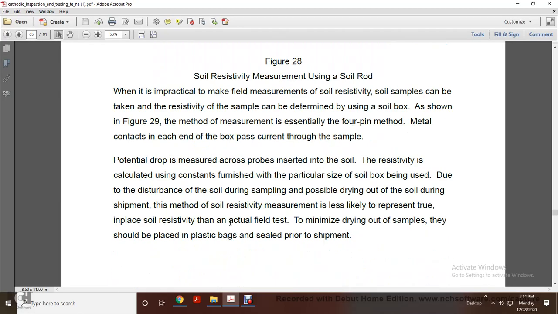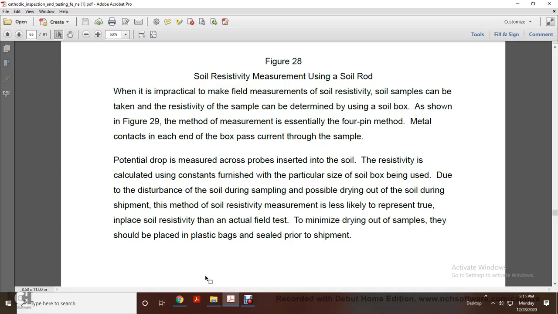When it is impractical to make the field measurement, soil resistivity can be measured on samples using soil boxes, taken from the site, as shown in Figure 29. The method of measurement is essentially the 4-pin method. Metal contacts on each end of the box pass current through the sample. The potential drop is measured across probes inserted in the soil, and the resistivity is calculated. Possible sources of error include the soil disturbance during sampling, and drying out of the soil during shipment.